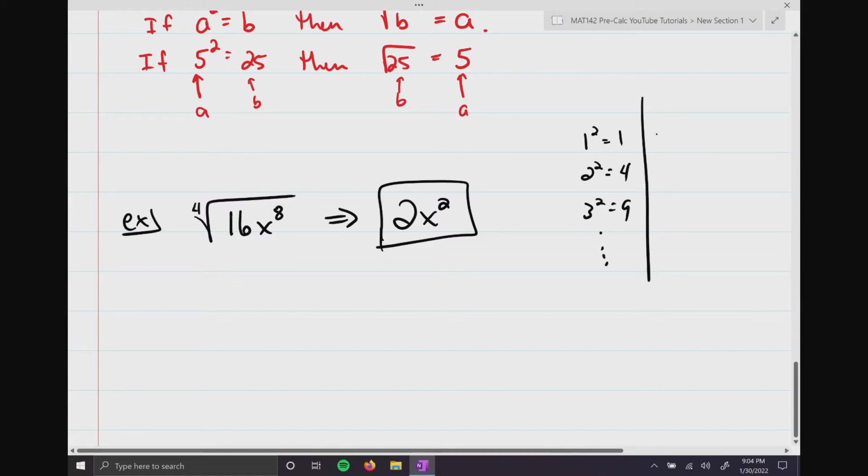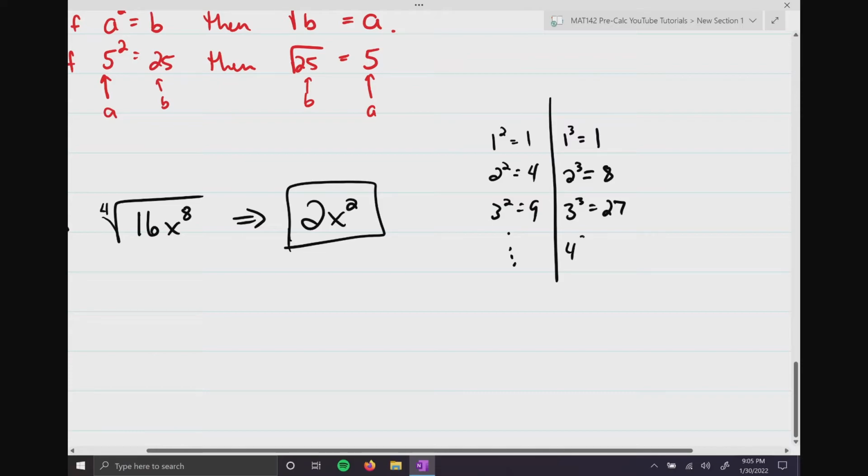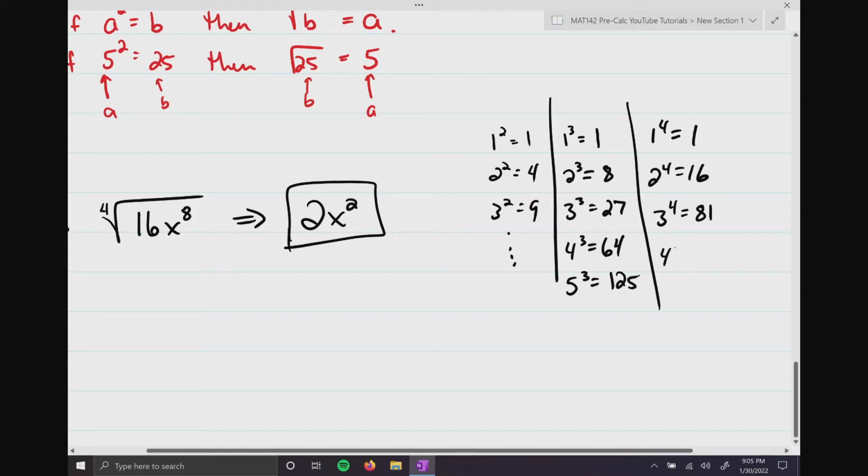For your cubes, you definitely want to know, and I'm going to write out the ones that we should know. All right? So let's see. 1 to the third is 1, 2 to the third is 8, 3 to the third is 27, 4 to the third, 64. 5 to the third is 125. Those you should know. The fourths, you really don't have to know too many, but you should know a couple of them. So 1 to the 4th is 1. 2 to the 4th, 16. 3 to the 4th is 81. 4 to the 4th is 256, and so forth. Okay, these are like basic ones that we should know.